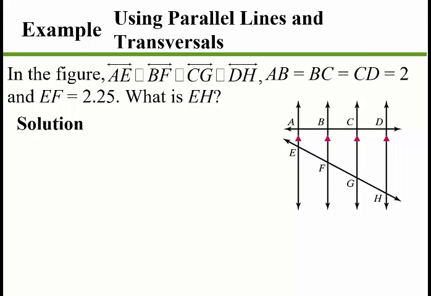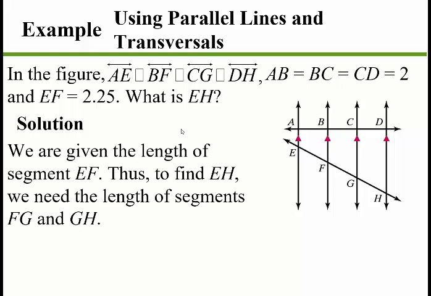All right, so let's do a problem. And sorry for the typo here. These are all supposed to be the parallel sides. So if line AE is parallel to BF, which is parallel to CG, which is parallel to DH, and I'm telling you here that segment AB is equal to BC is equal to CD, all equal to 2, and that's a transversal cutting parallel lines and forming congruent segments. And EF, this segment right here, is 2.25. What is the length of EH, this total length from here to here?